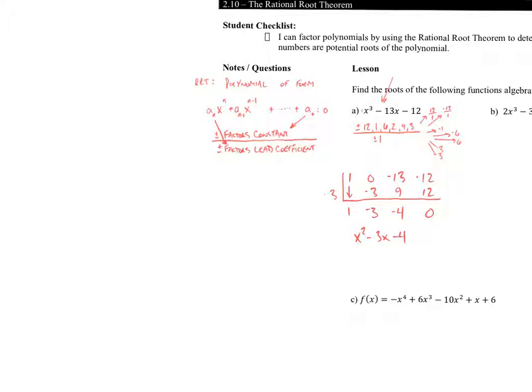And to find the other two roots, all you have to do is either the quadratic formula or completing the square, or in this case, double bubble. Because remember, double bubble is super fast as long as it works. And my numbers here are going to be negative 4 and positive 1. Those are the numbers that multiply to negative 4 and add to negative 3. So my roots are negative 3, negative 1, and 4.